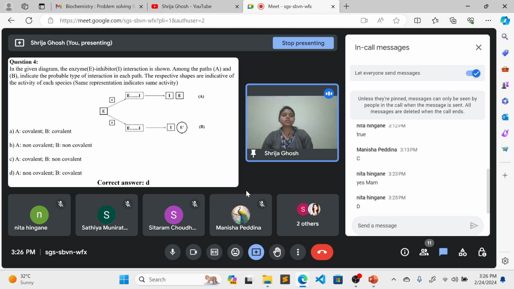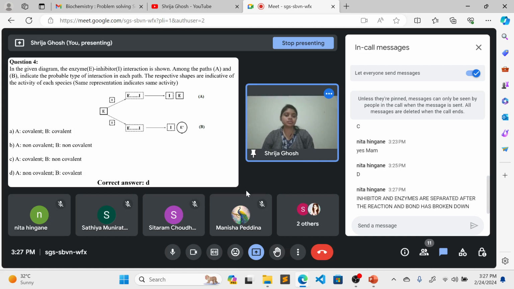So if you see in the second path, we can see that the activity has changed. That means the bond that was forming between the inhibitor and the enzyme was strong enough that when it was broken, it created a change in the enzyme itself. Yes, so inhibitor and enzyme are separated after the reaction and the bond is broken down. Yes, exactly what I was explaining, Neeta.